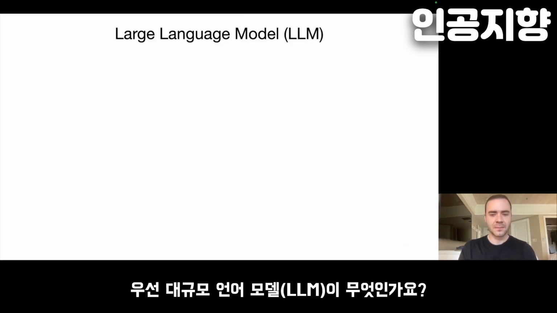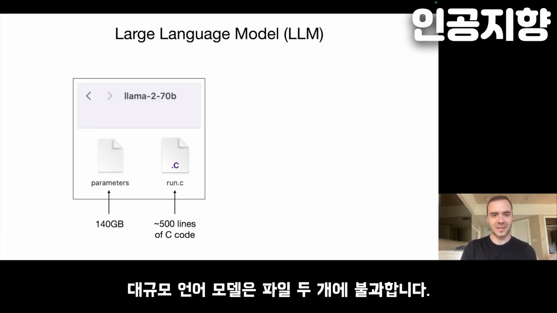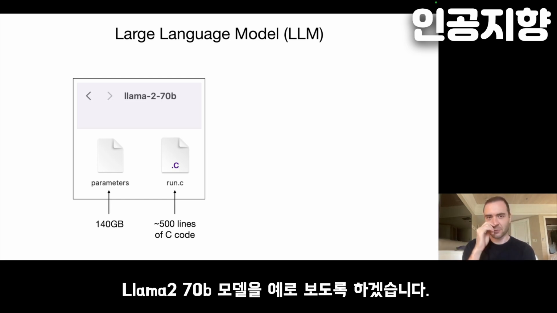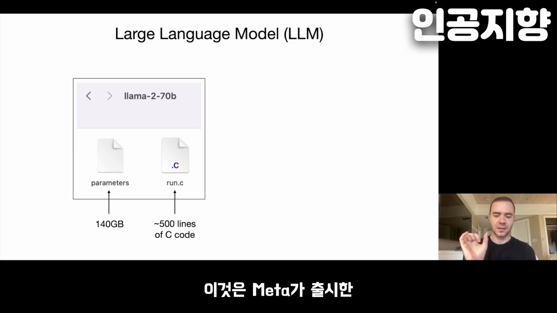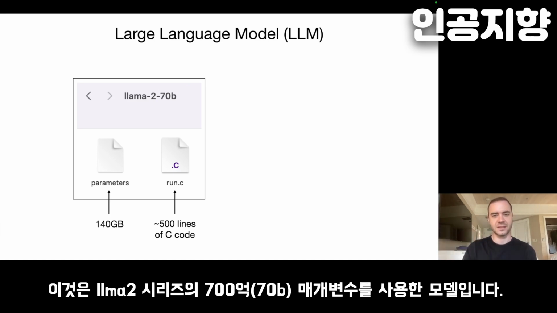Okay, so let's begin. First of all, what is a large language model really? Well, a large language model is just two files, right? There will be two files in this hypothetical directory. So for example, working with the specific example of the Llama 2 70B model, this is a large language model released by Meta AI. And this is basically the Llama series of language models, the second iteration of it. And this is the 70 billion parameter model of this series.